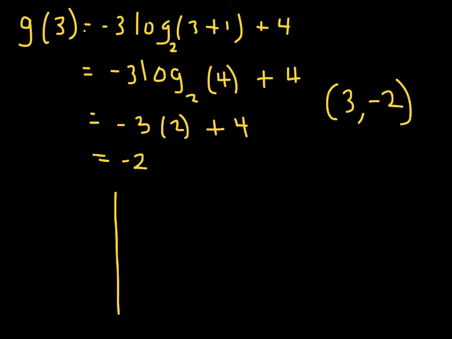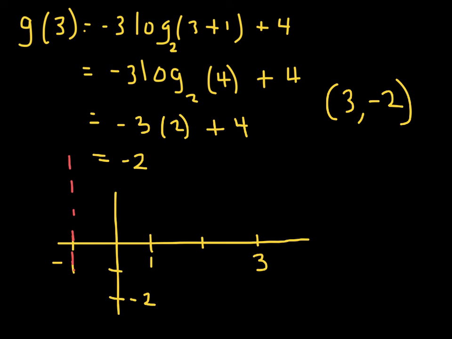Okay, let's do something like this. So how about 1, 2, 3. This will be 3 here. Let's do negative 2 here. This is number 1. And let's say this is negative 1 here. All right, I'm going to graph my vertical asymptote first. So it's x equal to negative 1, like that.